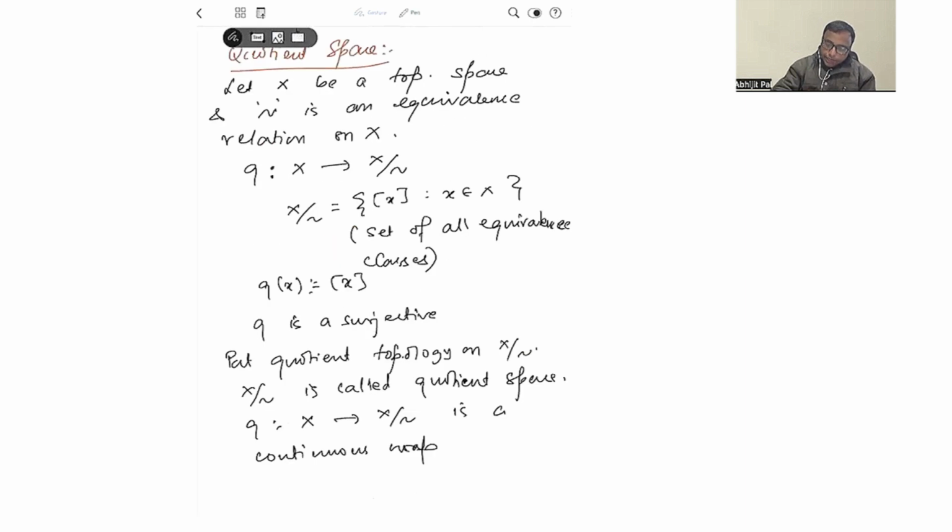Now let us take a topological space X and suppose you have an equivalence relation on it. You'll have a quotient map Q from X to the quotient space. On this quotient space, you put the quotient topology such that this map Q is continuous.